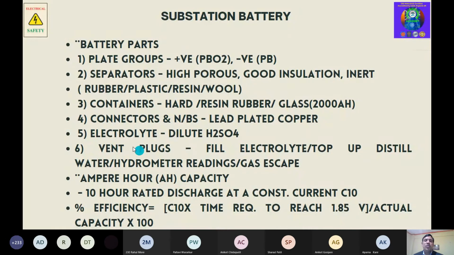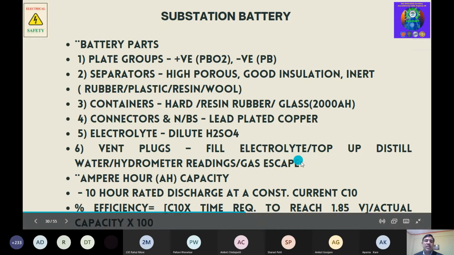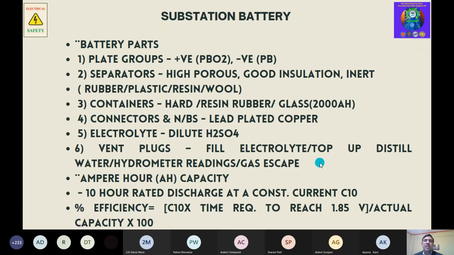We have electrolyte, dilute H2SO4, which means pure water is added into the sulfuric acid, so that diluted H2SO4 acid is provided as an electrolyte. Vent plugs are there to release the gases which form in the battery, that is hydrogen and oxygen, that we have to release. For that, vent plugs are used.